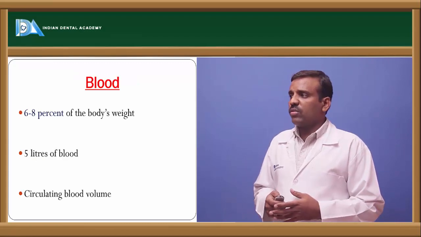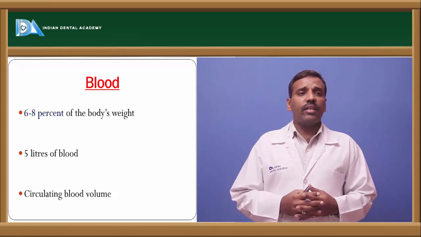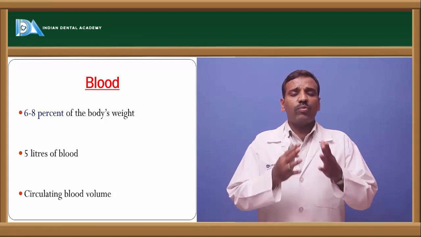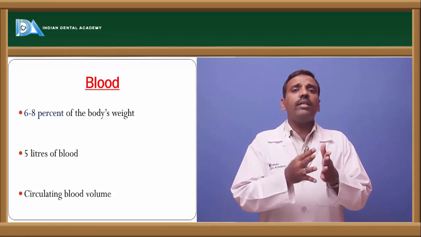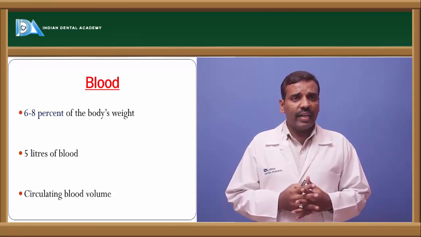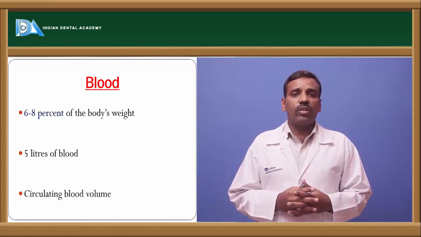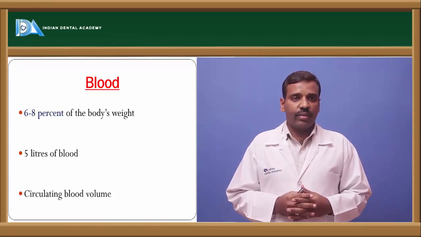Okay, and next one is that blood is about 6 to 8% of the total body weight. In the case of a normal adult man, about 70 kgs and about 5.8 height, it takes about 6 to 8% of the total body weight.